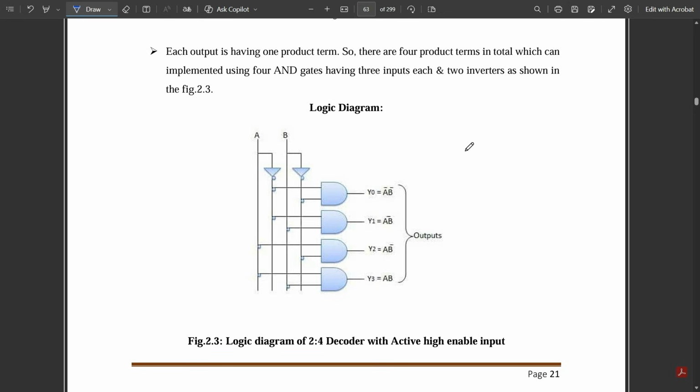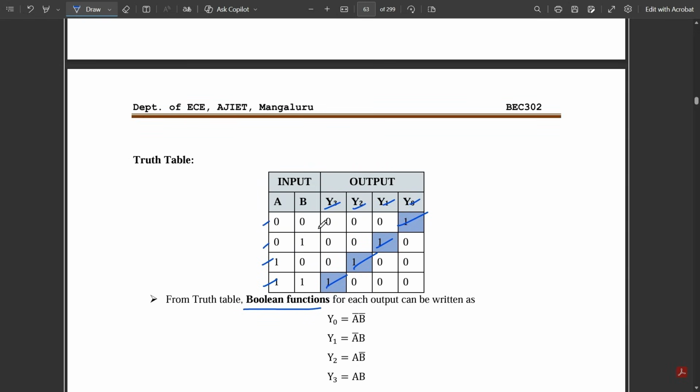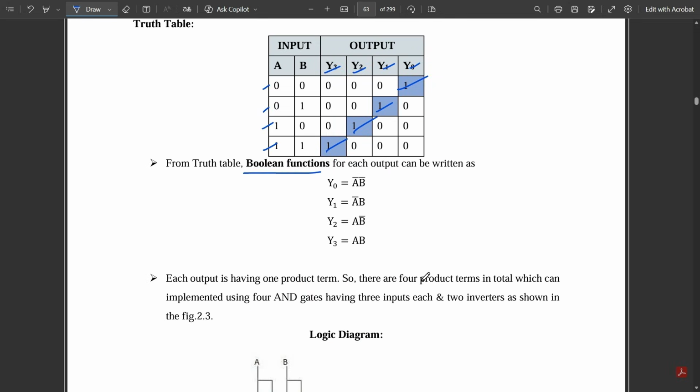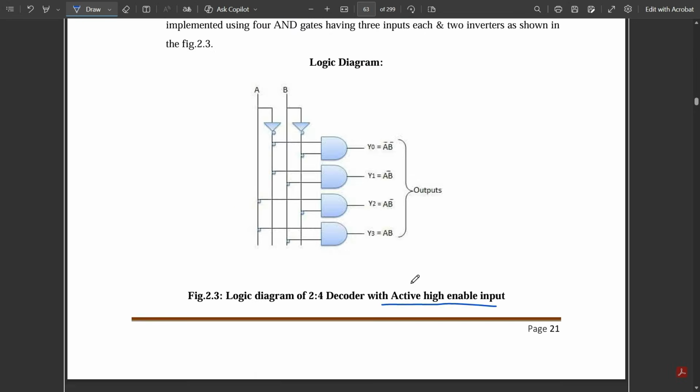And this complete diagram is called the logic diagram of a 2 to 4 decoder with active high enable input. Okay, so this is for active high, but for active low, I've told you, right, all the connections would be equal to zero, so therefore we won't have any output in case of active low. The outputs only exist for active high enable inputs. Okay, yeah, so this is one example.